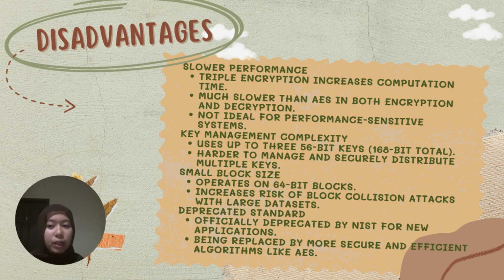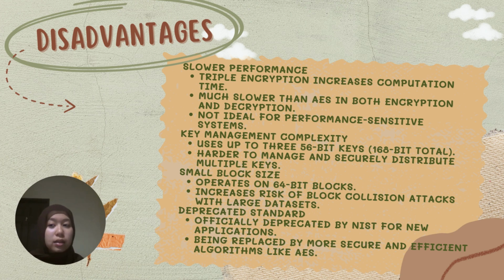Triple DES uses a 64-bit block size, which is considered small by modern cryptographic standards. This smaller block size makes it more vulnerable to certain types of attacks, such as block collision attacks, especially when large amounts of data are being encrypted.